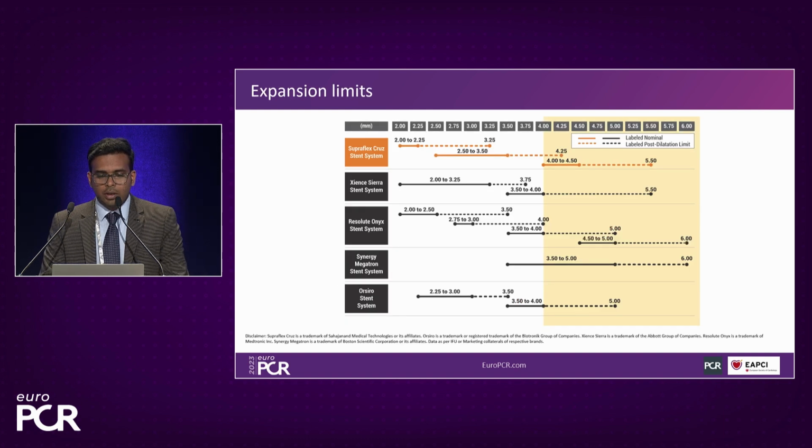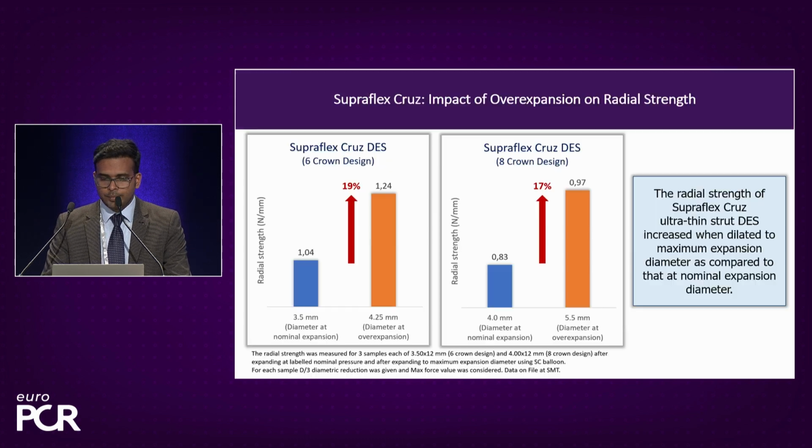So, of course, in left main stem, we use stents of 3.5, 4, and 4.5. And with the Supraflex Cruz stent system, a 4 mm stent can be expanded to 4.5 at nominal pressure, and it can be further post-dilated to 5.5 millimeters. We can also see that a 3.5 millimeter stent can be expanded to 4.25 mm.